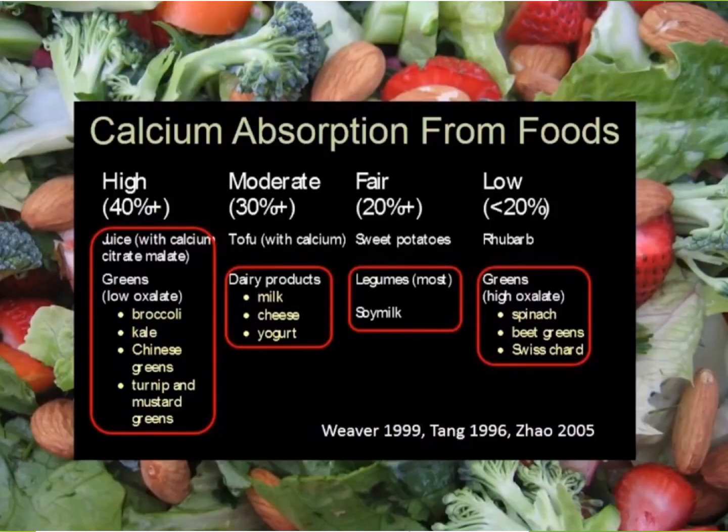In this little chart, you have depicted how much calcium the body absorbs from different foods. So a low absorption food can be spinach, beet greens, Swiss chard. A fair one can be legumes and soy milk. A moderate absorption food can be dairy products, milk, cheese, and yogurt. And a high absorption food can include broccoli, kale, Chinese greens, turnip, and mustard greens. For this reason, it is very good that you vary your food sources when it comes to calcium and also other minerals.